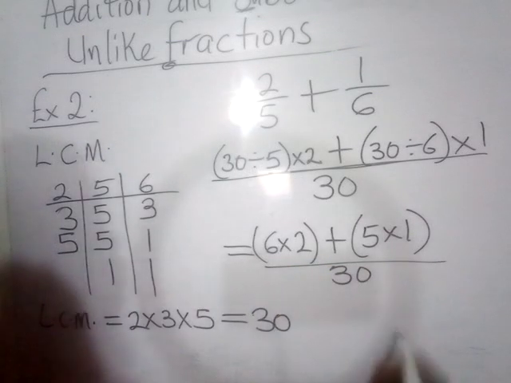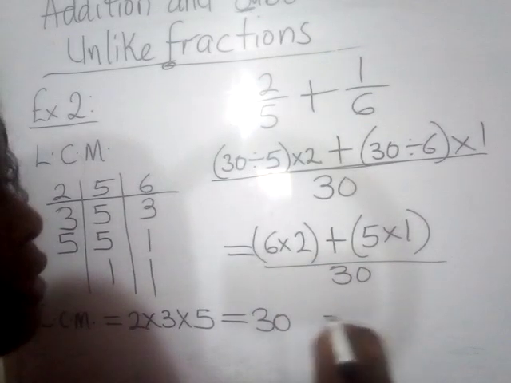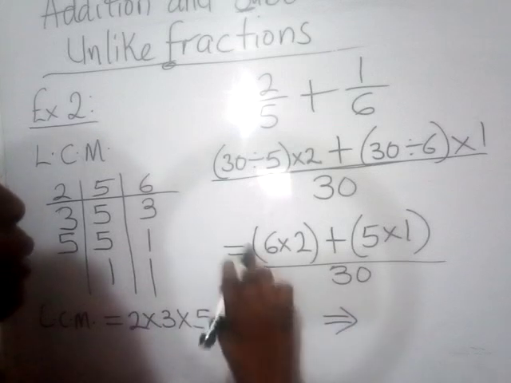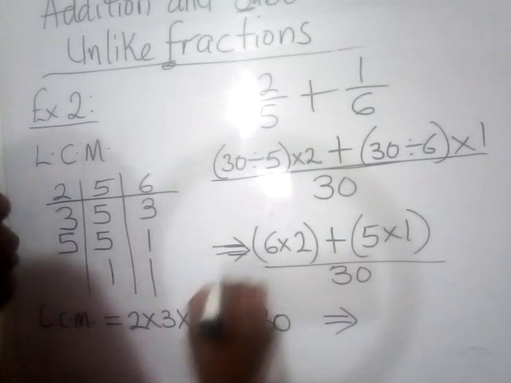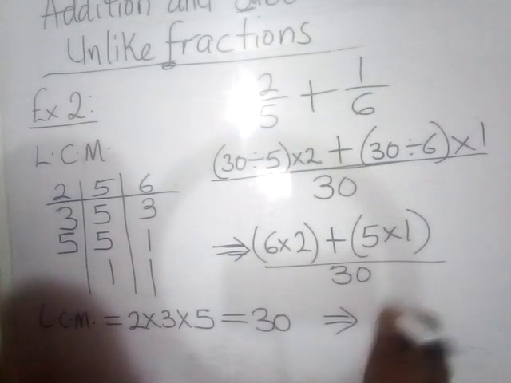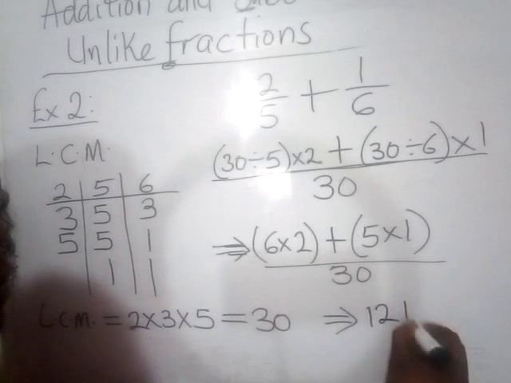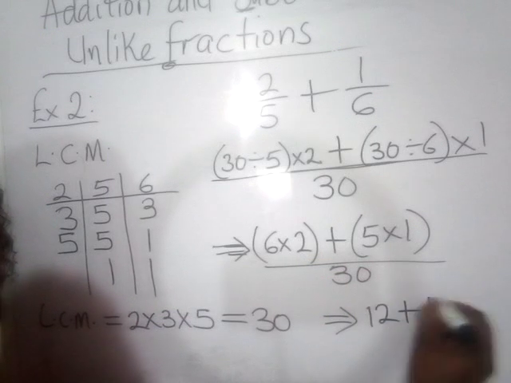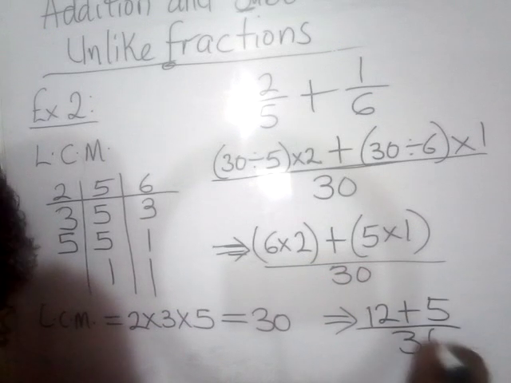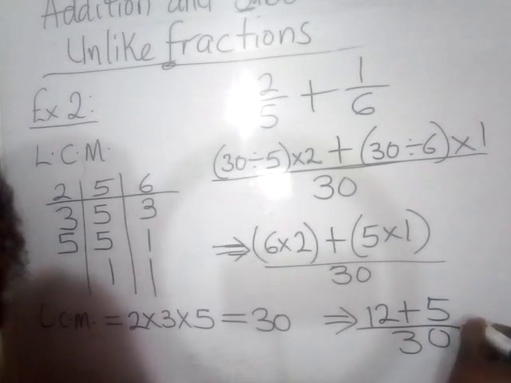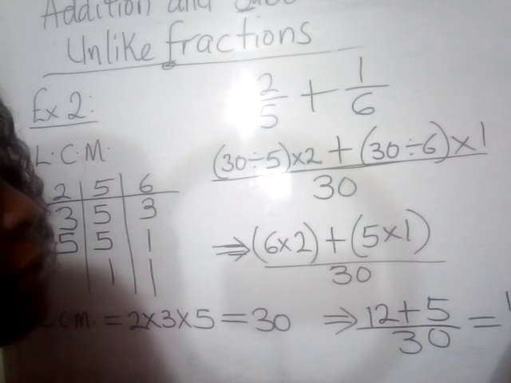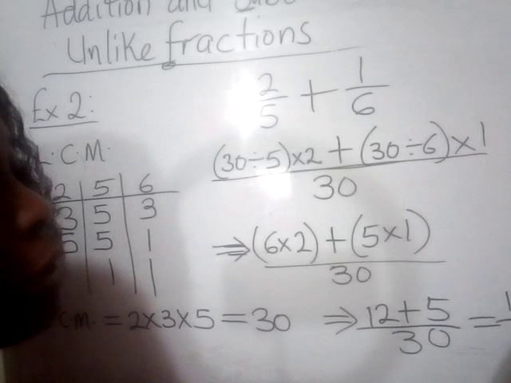Right? So the final thing we have here is 6 times 2 is 12 plus 5 times 1 is 5 over 30. So 12 plus 5, the final answer is 17 over 30.